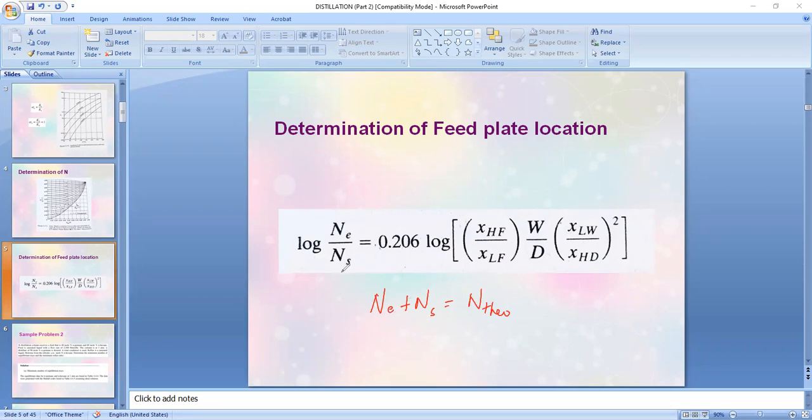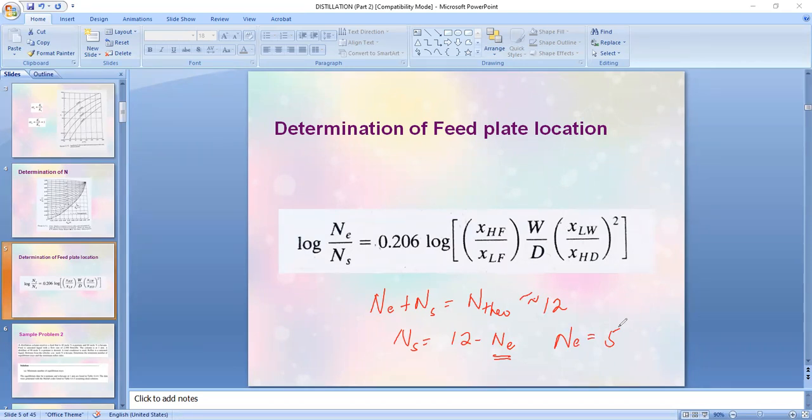Okay, so if, for example, your theoretical number of stages computed is 12, we say that N_S is equal to 12 minus N sub E. You substitute it in here, and you'll be able to solve for the number of stages in the enriching section. Let's say, for example, the number of stages in the enriching section is 5.